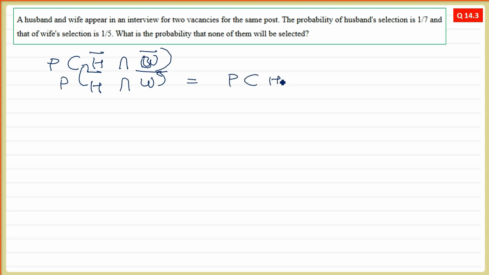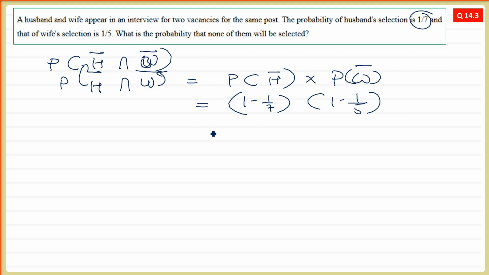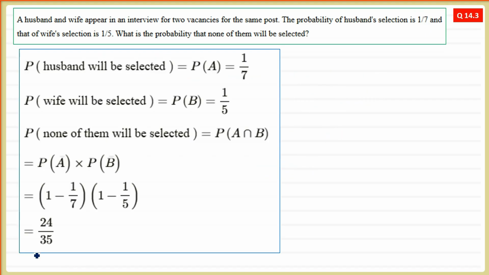So we can write them as separate events because they are independent. PH bar multiplied by PW bar. PH bar we have computed already. 1 minus 1 by 7 was there. So this is going to be 6 by 7. And PW bar is 1 minus 1 by 5, which was 4 by 5. So 4 by 5 multiplied by 6 by 7 will be the result. So when you multiply this, you get 24 by 35. That's your answer. So this is how you're going to go about it. Please remember, none of them means first not, second not, both intersection.